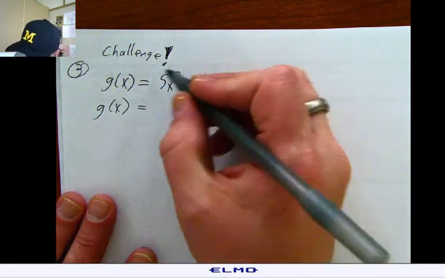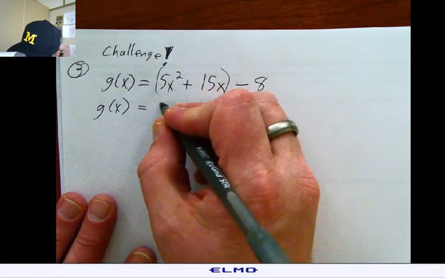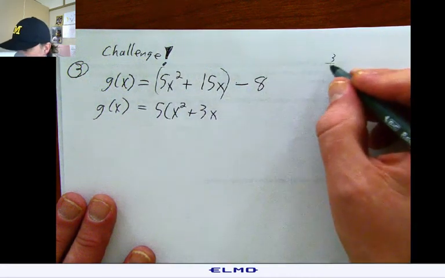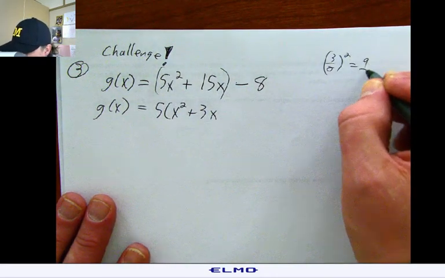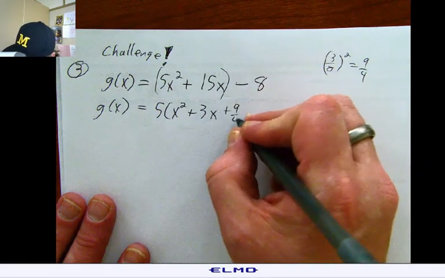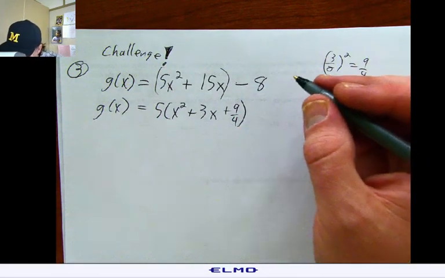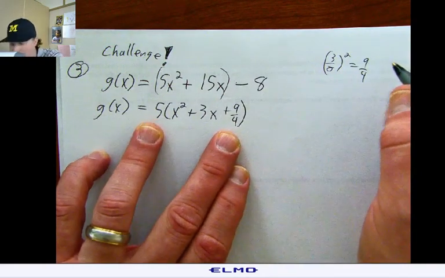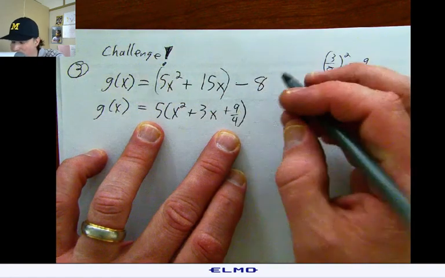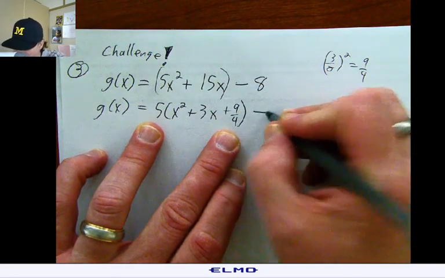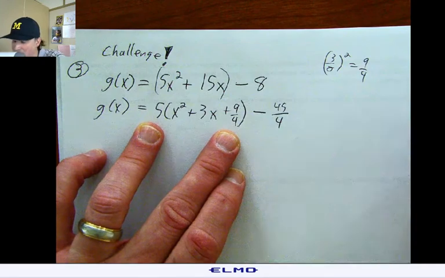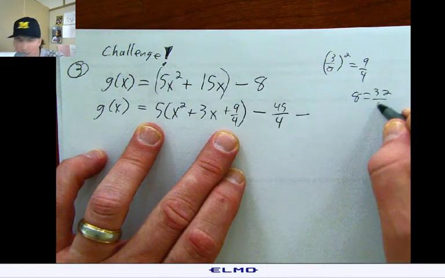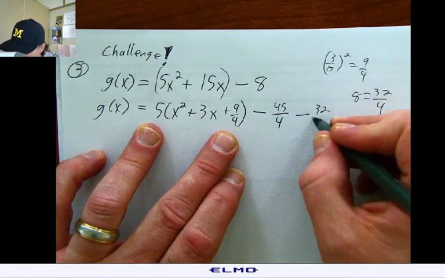So parentheses around the first 2 terms, factor the 5 out. And what's left on the inside is x squared plus 3x. If you take 3 divided by 2 and square it, you get 9/4. So I'm going to add 9/4. What makes this one harder is that then on the outside, I didn't just add 9/4, I added 5 times 9/4, which is 45/4. So minus 45/4. And then I have this minus 8, and 8 is 32/4, so minus 32/4.